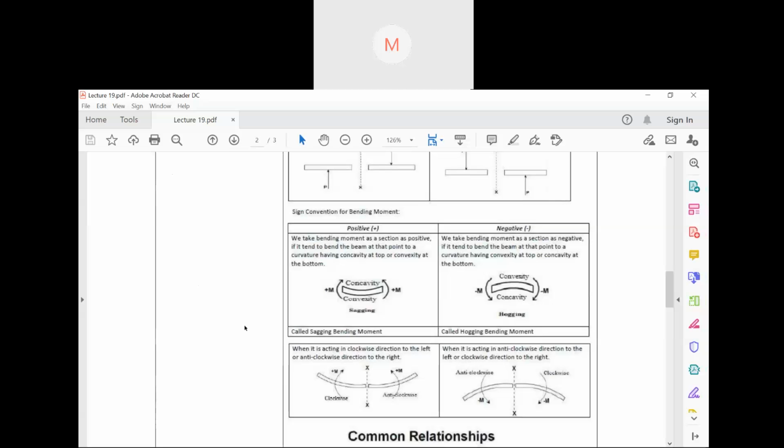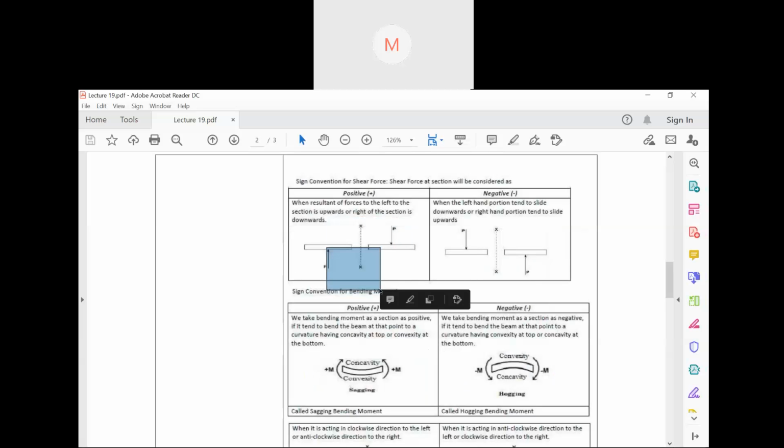Or we can consider the direction of the movement also, like this. If it is clockwise in this direction and anti-clockwise in this direction, then it is positive. If it is anti-clockwise in this direction and clockwise in this direction, then it is negative. But the better thing is to remember it like this only. As of now, just remember that sagging is positive, hogging is negative, and for shear force, if it is clockwise like this, then it is positive, and if it is anti-clockwise, it is negative.